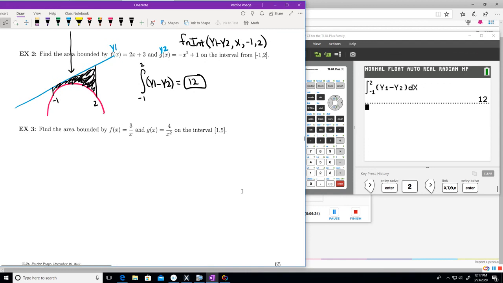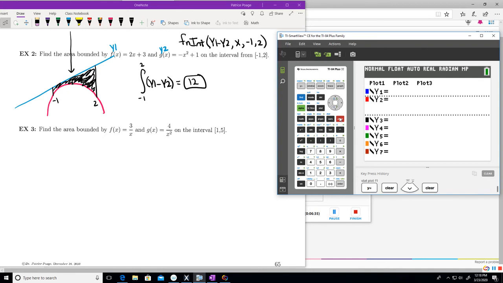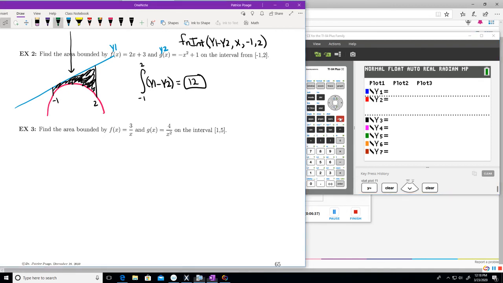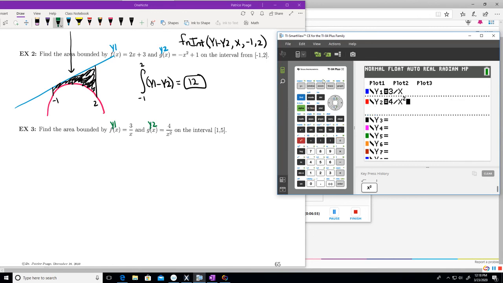All right. Example 3. Find the area bounded between these two functions on the interval from 1 to 5. So I am going to go to y equals, and I'm going to clear out what I have in there. I am going to come over here and make notes that I'm putting this one in y1 and this one in y2. So in y1 I have 3 divided by x, and this one 4 divided by x squared, and zoom 6.